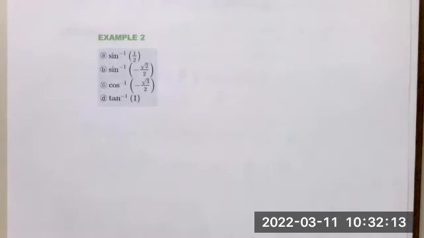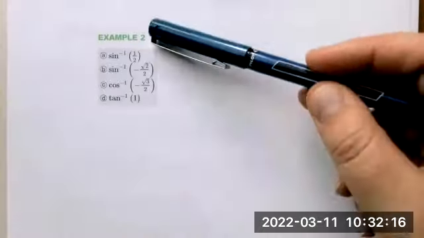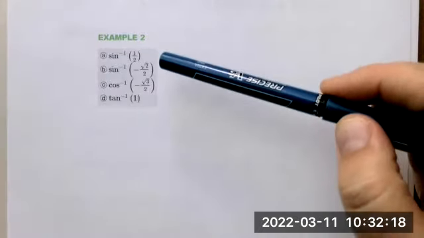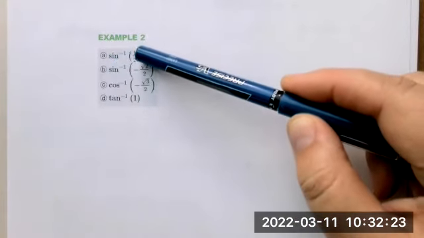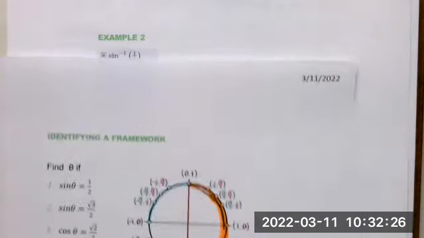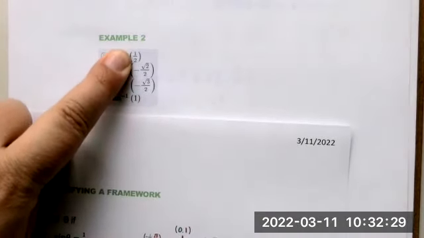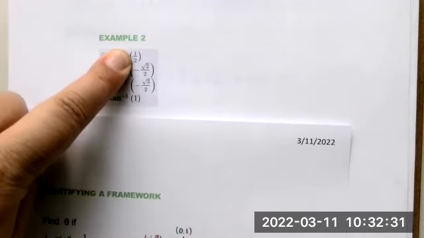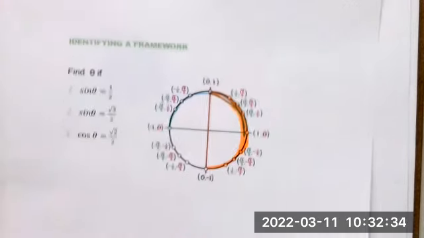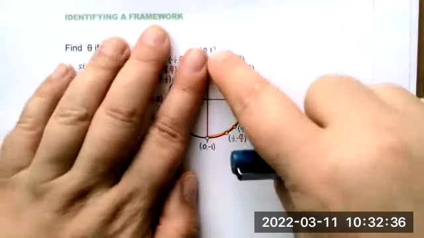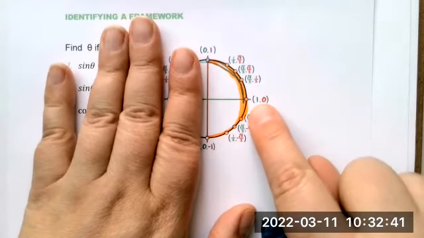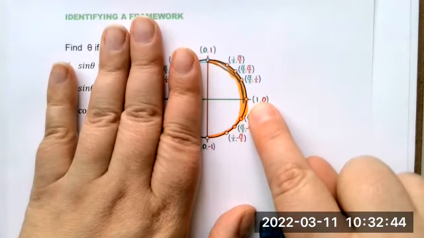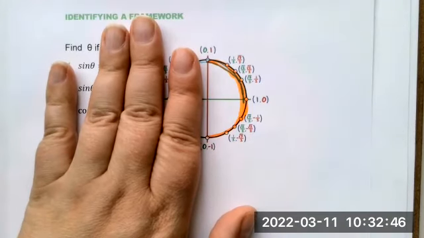All right, let's take a look at some examples. We're in example 2. And the first question, question A here is figure out the inverse sine of 1/2. So 1/2 is a sine value, and we're looking for the corresponding angle that will have this sine value. Let's go back to our circle, and we're going to be looking for an angle whose terminal side crosses the unit circle at the point whose y-coordinate is 1/2.